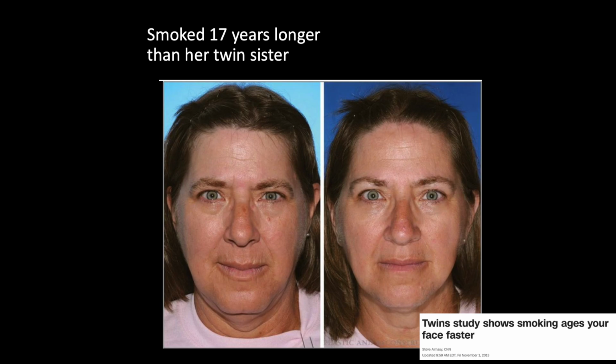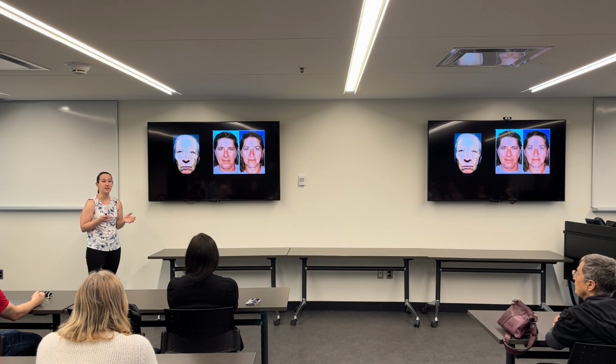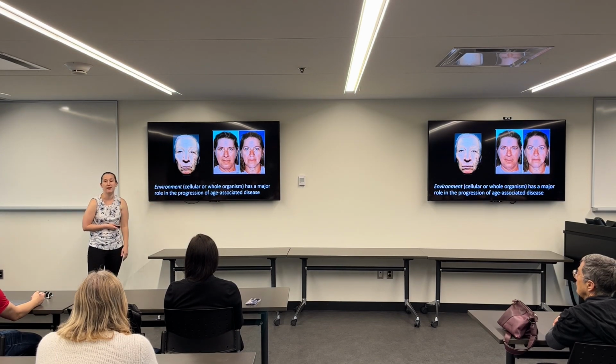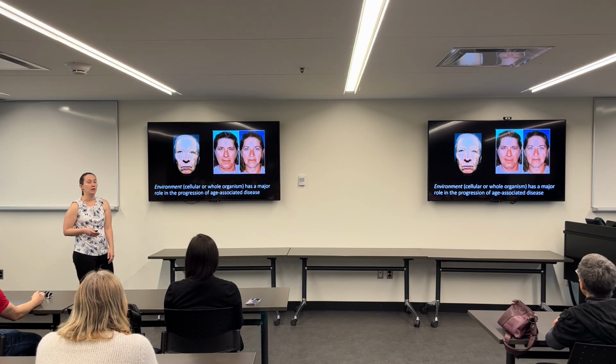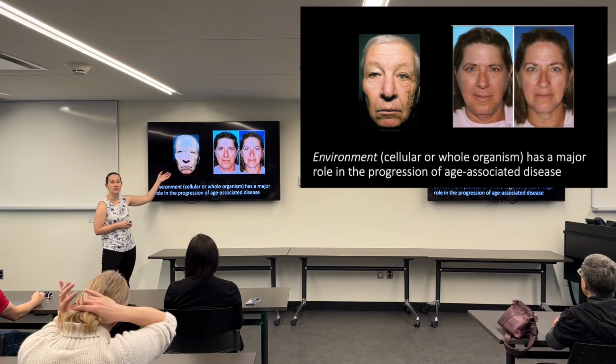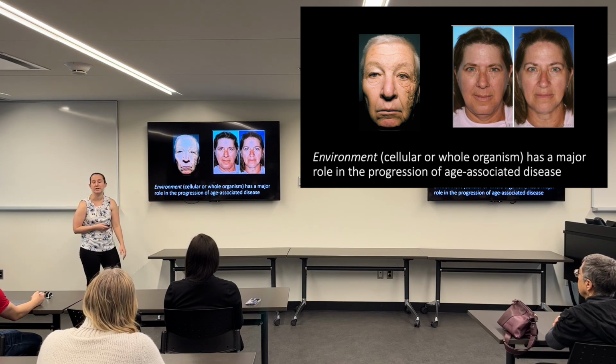And so what I'm trying to get across with these examples is that it's not just your DNA that can affect your lifespan or health span, but environment has a major role in regulating that. So this could be environment affecting specific cells, say cells of the skin, or maybe whole body environment like that of a smoker.